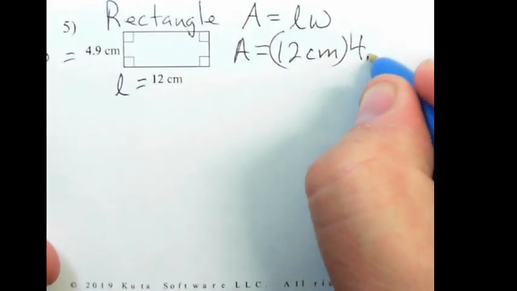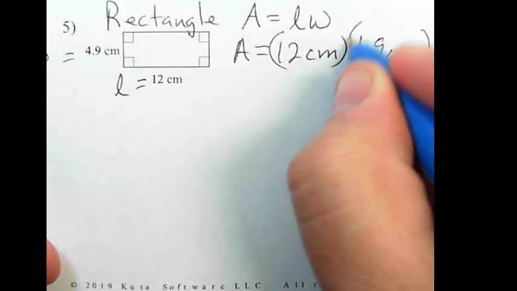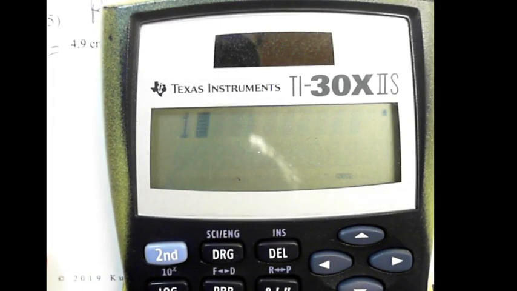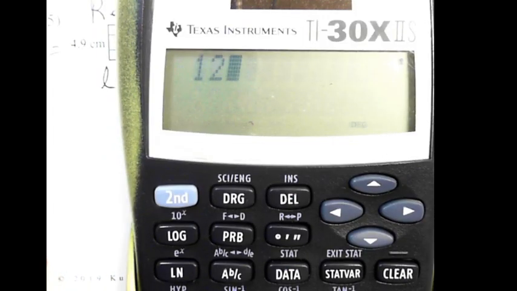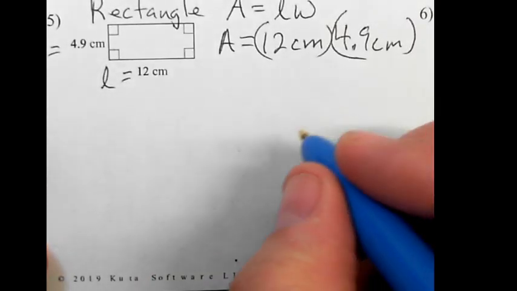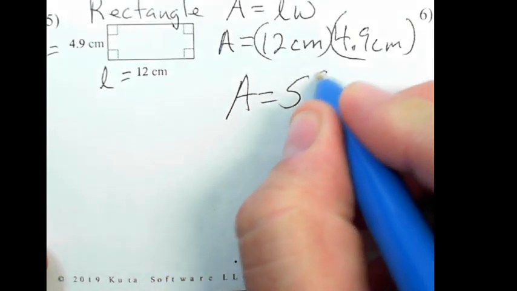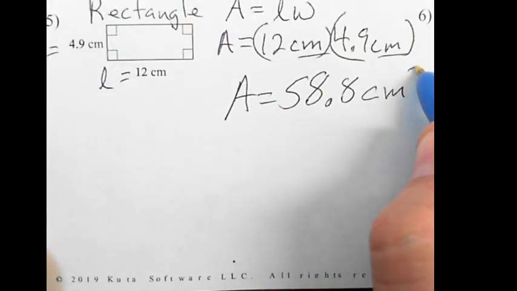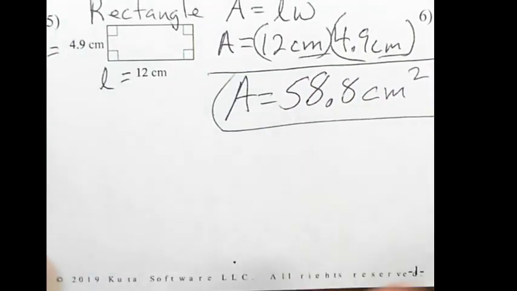So then the area is equal to 12 centimeters times 4.9 centimeters. And that's pretty easy to do. I'm just going to take my calculator, turn it on, and say 12 times 4.9, and I get 58.8. So the area is 58.8. Now centimeter times centimeter is centimeters squared. That was a pretty easy one.